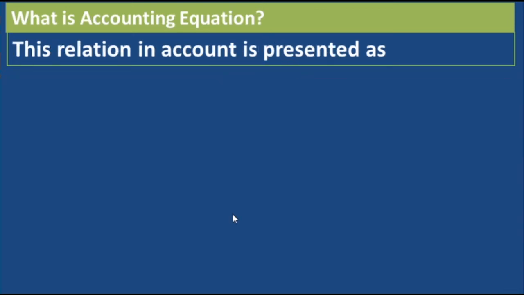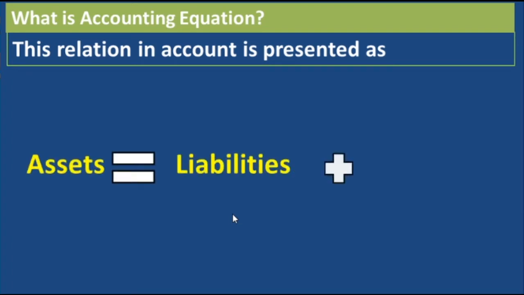This relation in accounting is presented as assets equals liabilities plus capital. The accounting equation is based on the principle that the assets of the business should always be equal to the total of outside liabilities and the owner's equity, which is also called capital. Assets are the resources owned by the business firm for future benefit, while liabilities and capital are the claims over the assets. Therefore, the accounting equation shows the relationship between the economic resources belonging to the business and the claims.